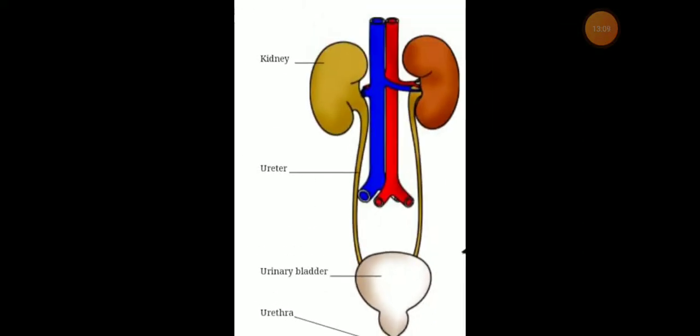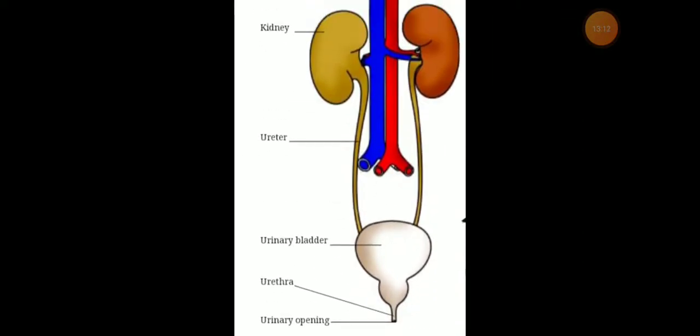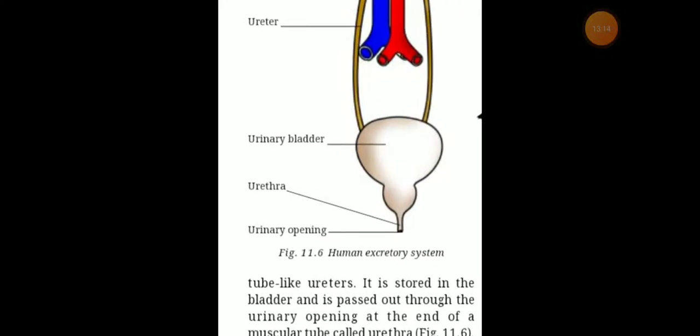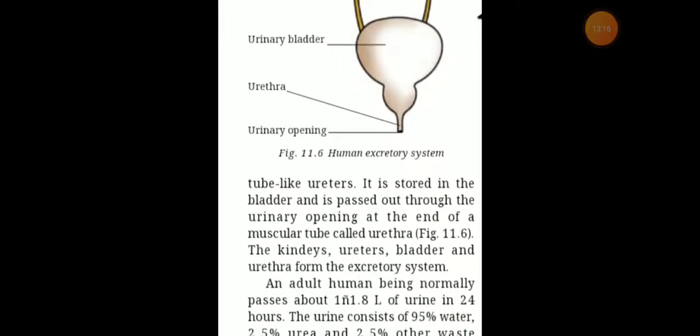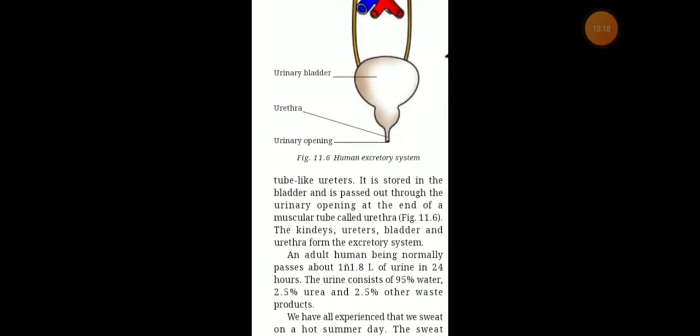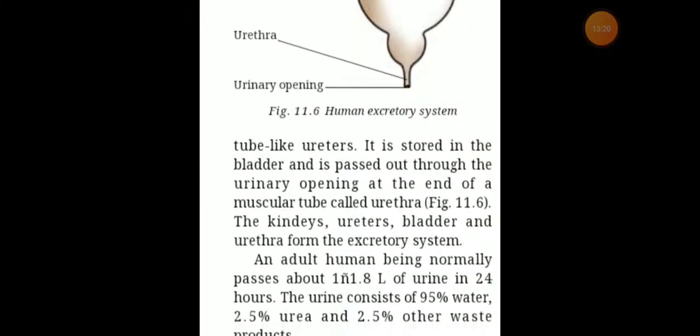See, the human excretory system: the pair of kidneys, ureter. This one is the urinary bladder. This one is the urethra. This one is the urinary opening. The ureter is a tube-like structure.